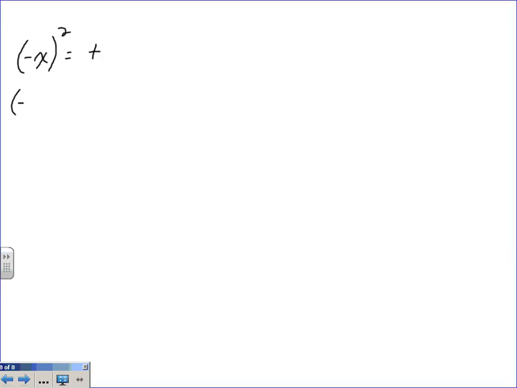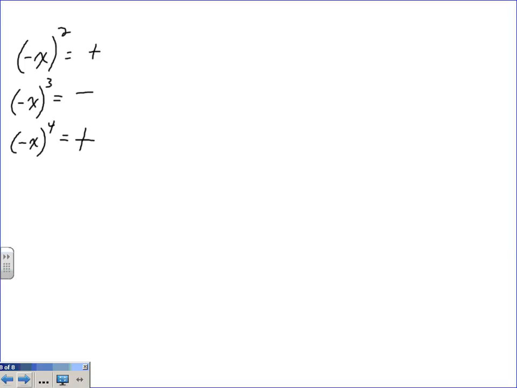If I have negative x to the third power, will my answer be a positive or a negative? Negative. If I have a negative number raised to the fourth power, will it be a positive or a negative? Positive. Evens are positive, yes.